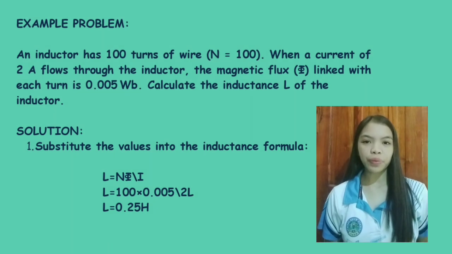Given this example problem, an inductor has 100 turns of wire. When a current of 2 A flows through the inductor, the magnetic flux linked with each turn is 0.005 Wb. Calculate the inductance of the inductor. Substituting the values to the formula, we get the answer L equals 0.25 H.